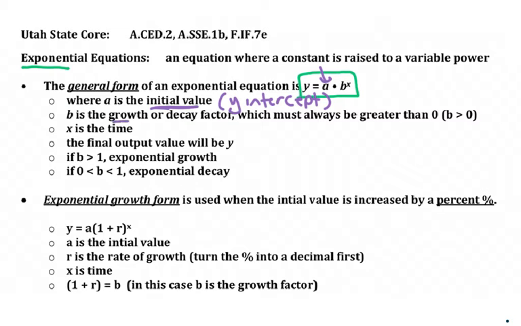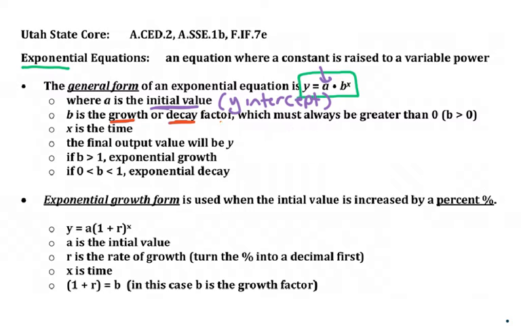b is the growth or decay factor. Growth is when something gets bigger, decay is when something gets smaller, and a factor is what you multiply it by. So if I multiply by 3, this number right here is going to be multiplied by a factor of 3, and it's going to be done this many times.